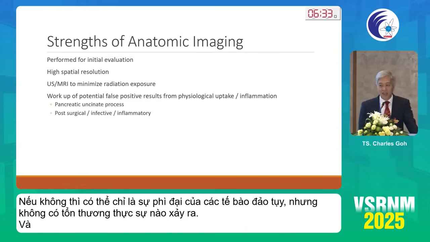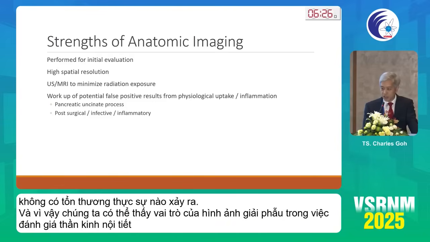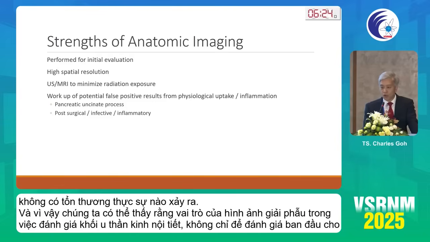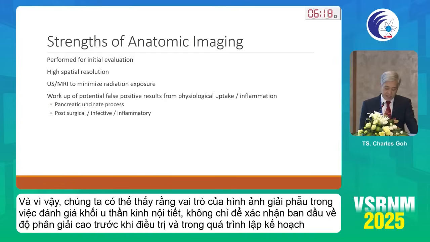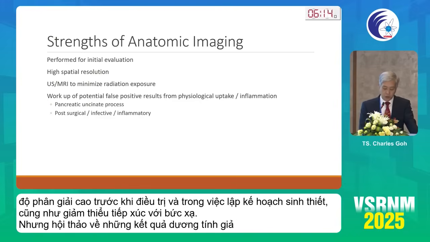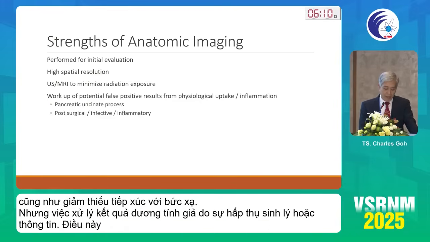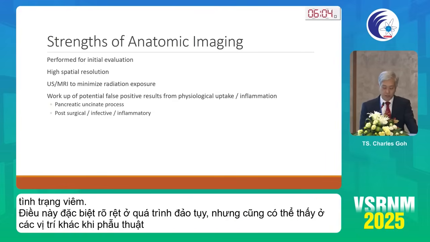And so we can see that the role of anatomic imaging in the evaluation of neuroendocrine tumors is not only just for initial evaluation for the high resolution before treatment and in planning of biopsy, as well as minimizing radiation exposure, but workup of false positive results due to physiological uptake or inflammation. This is particularly so in the pancreatic uncinate process, but can also be seen in other sites, post-surgery, infection, or inflammatory causes.